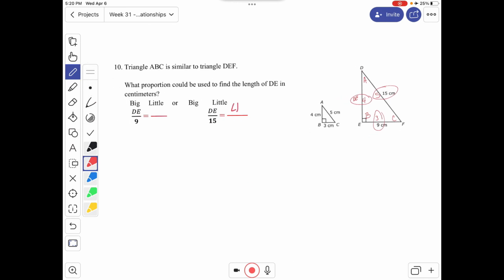So DE matched with 4, and 15 goes with 5. And you can figure out the other one.